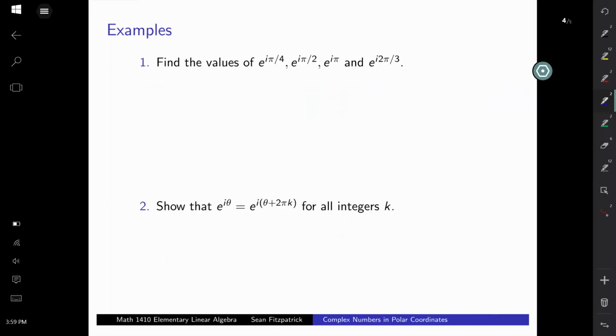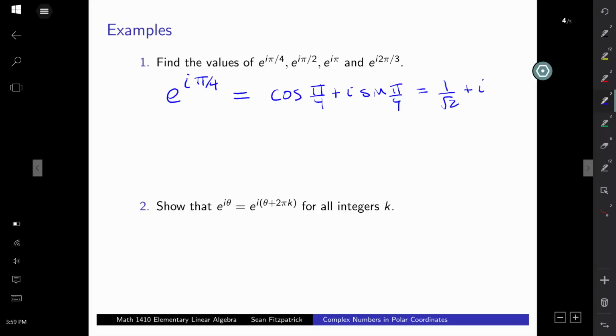Okay. So once you've introduced this notation, this is one way of getting out of this x plus iy form, writing things as exponents. And then, of course, you want to be able to convert back and forth. So if somebody handed me e to the I pi over 4, and I wanted to put that back into the form of a complex number that I'm familiar with, well, I would say, okay, by definition, this is cos pi over 4 plus I sine pi over 4. And so that is 1 over root 2 plus I times 1 over root 2.